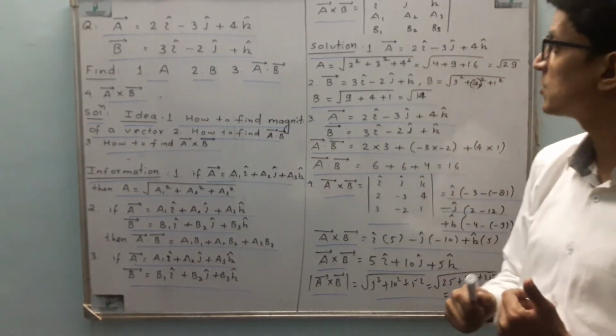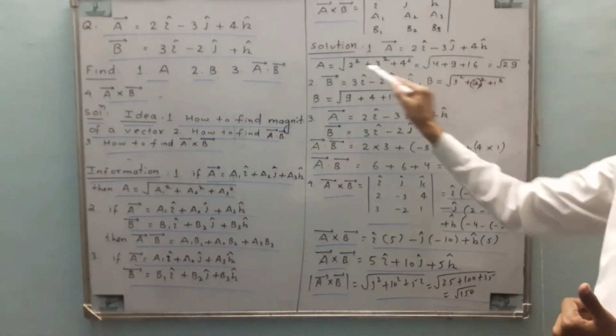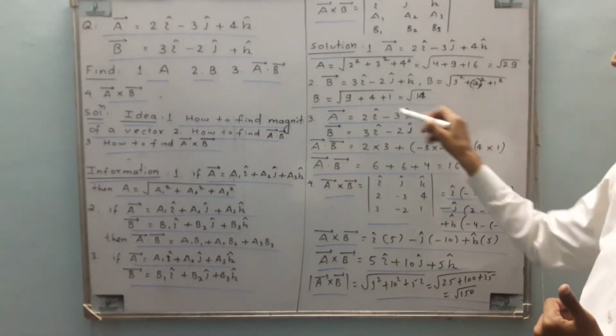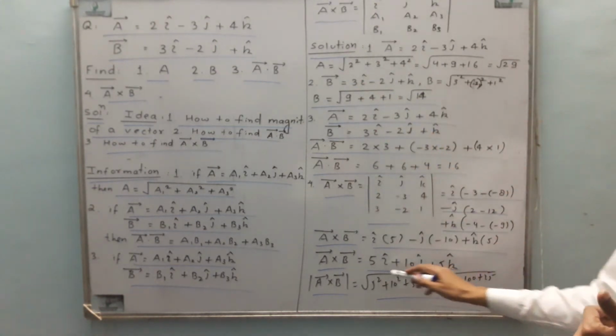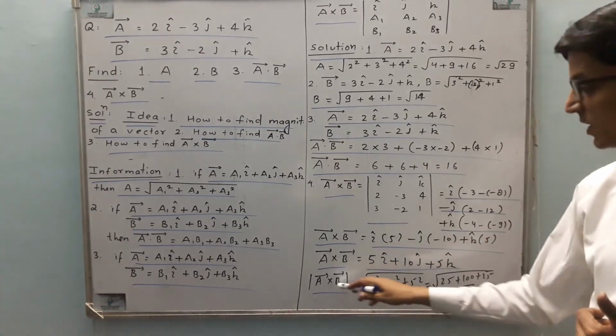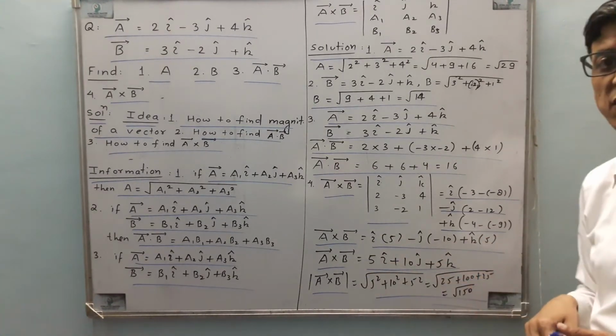Now let's work on the solution. So vector A is given to be this, substitute the values. We have mod A as root 29, mod B as root 14, A dot B as 16 and A cross B as 5i plus 10j plus 5k. You can do the magnitude as root of 150.